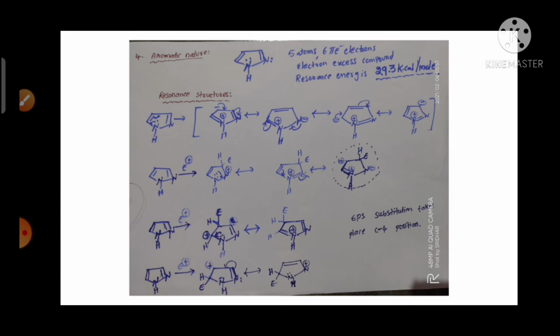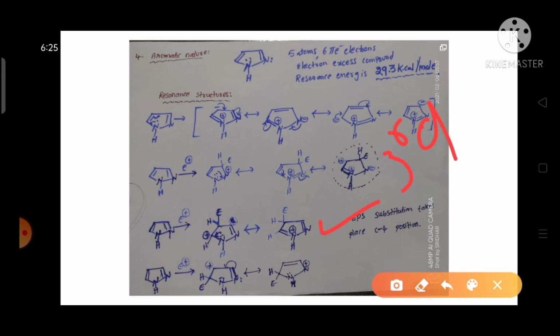Okay, and by looking at the structures, we can say that electrophilic substitution takes place mainly at the fourth position. These are the resonance structures when electrophilic substitution takes place at the third position, and these are the resonance structures when electrophilic substitution takes place at the fourth position.